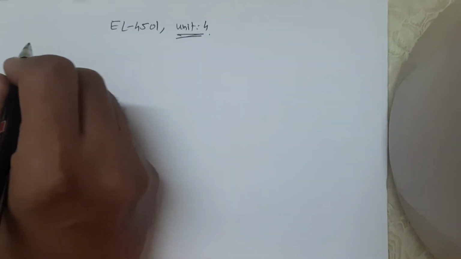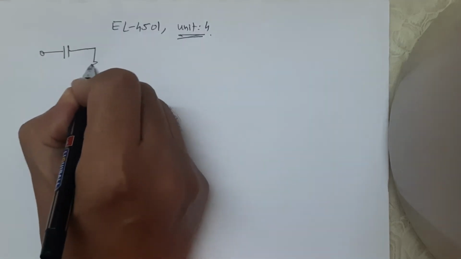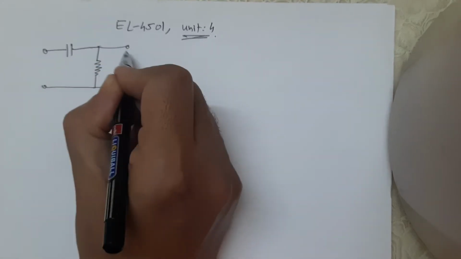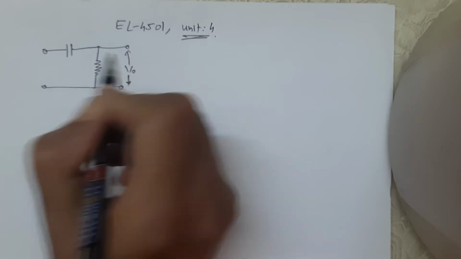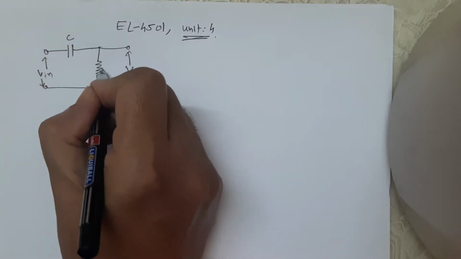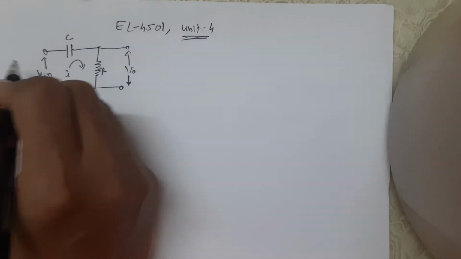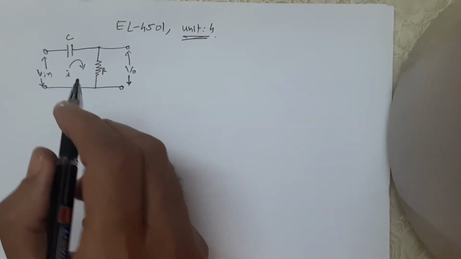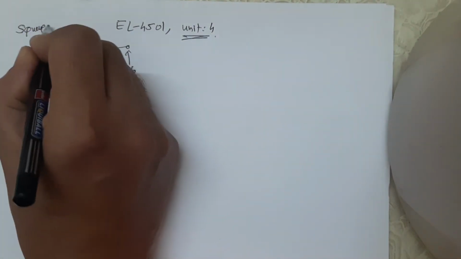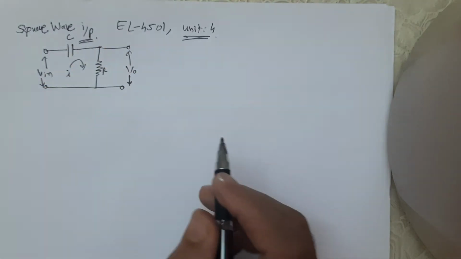So this is our high pass circuit. This is C, this is R, this is our output, this is our input, this is I, right? So now we are discussing what happens when the input is a square wave. So what happens?